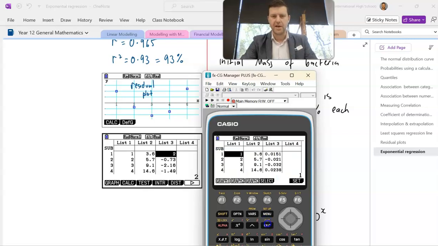But I think, yeah, if you look at the list 3 there, how low those residual values are compared to list 3 for the linear residual values, you can see these are a lot lower, okay, meaning they're a lot closer to that model line.